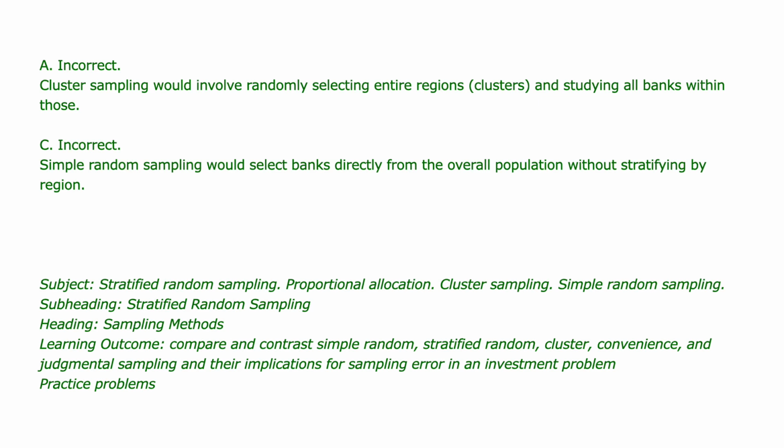Option A. The distinguishing feature is whether entire clusters are selected and fully sampled. Cluster versus sampling from all subgroups proportionally, stratified. If all regions appear in the sample, it cannot be cluster sampling. Option C. The distinguishing feature is whether the sampling process includes stratification before random selection. Simple random sampling would ignore the regional groupings entirely.